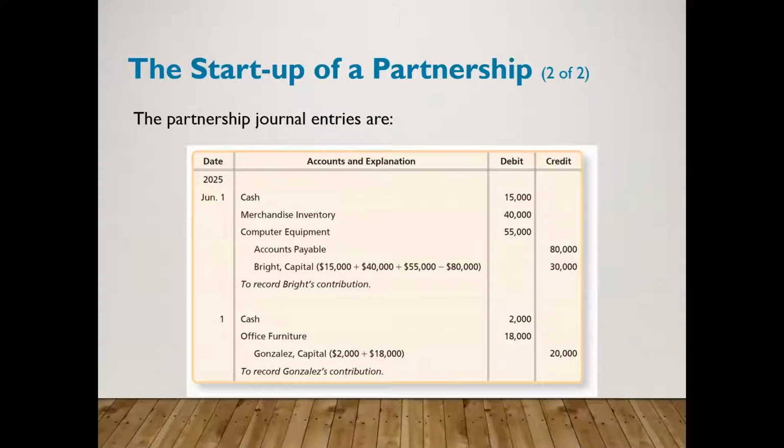For Bright's contribution, the partnership records a debit to cash for $15,000, a debit to merchandise inventory for $40,000, a debit to computer equipment for $55,000, a credit to accounts payable for $80,000, and a credit to Bright Capital for the difference, which is $30,000. For Martin Gonzalez, the partnership records a debit to cash for $2,000, a debit to office furniture for $18,000, and a credit to Gonzalez Capital for $20,000.